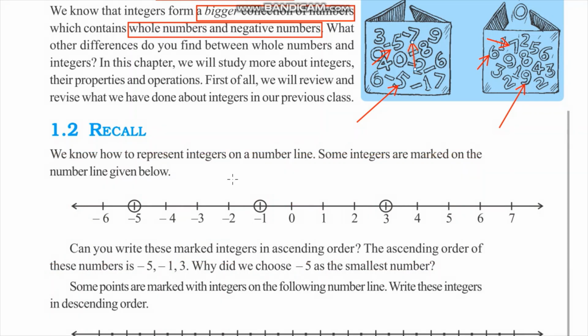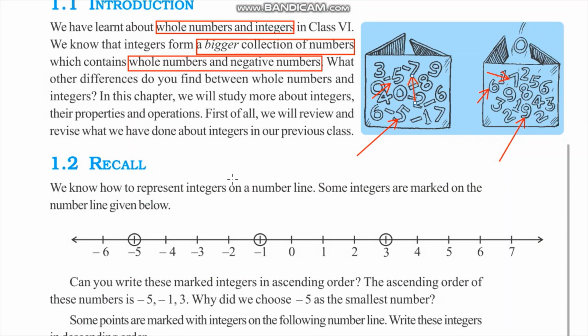Okay, let us go back. What are the differences you find between whole numbers and integers? So we just learned that integers contains both positive and negative numbers and whole numbers contains only positive numbers and 0. In this chapter, we will study about integers, their properties and operations. First of all, we will review and revise what was done in our previous class.